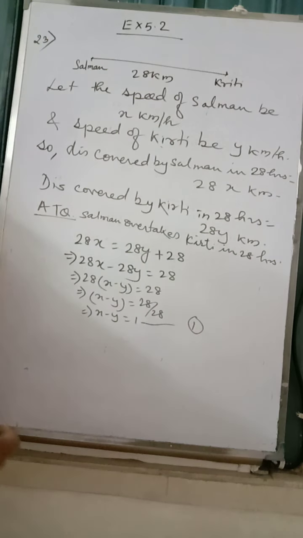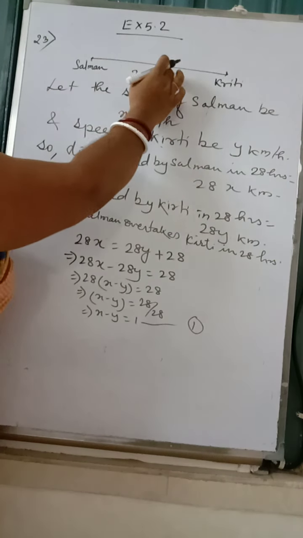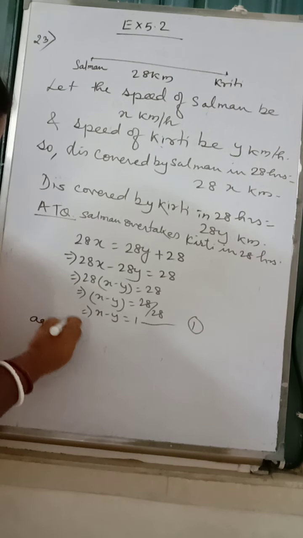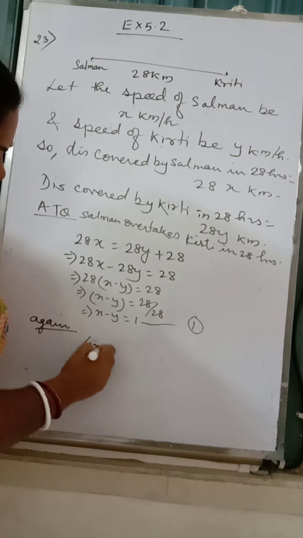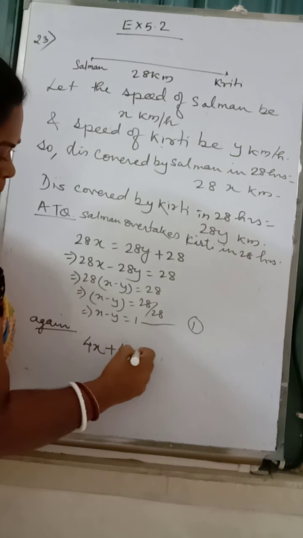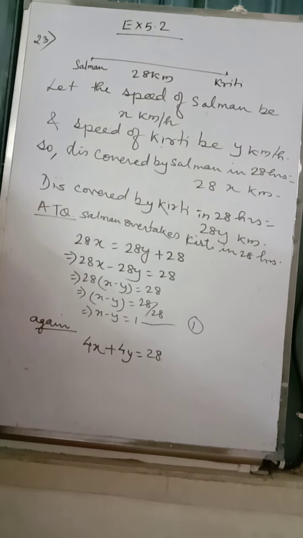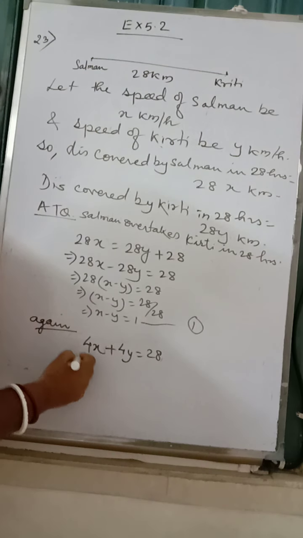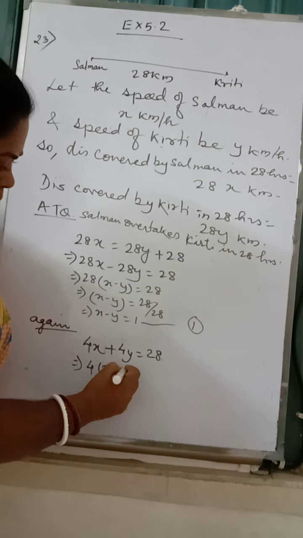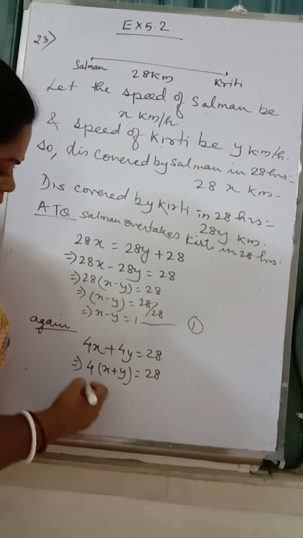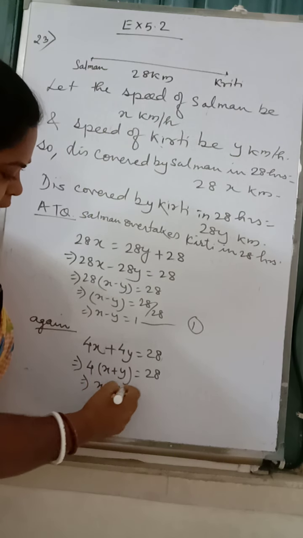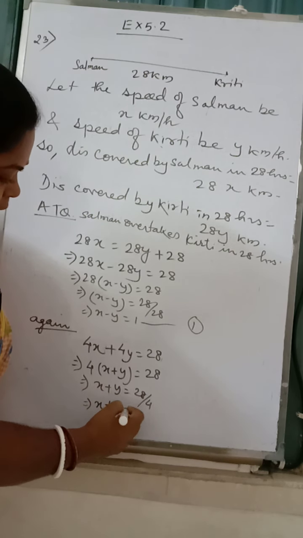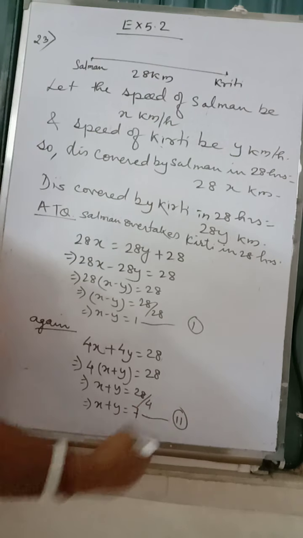Again, it says if they move in opposite directions, when Salman is moving this way and Kirti is moving this way, they meet in 4 hours. So Salman covered 4x, Kirti covered 4y, and they are covering in total 28 because they are moving in opposite directions. We write 4 common, x plus y is equal to 28 by 4, x plus y is equal to 7, situation number 2.